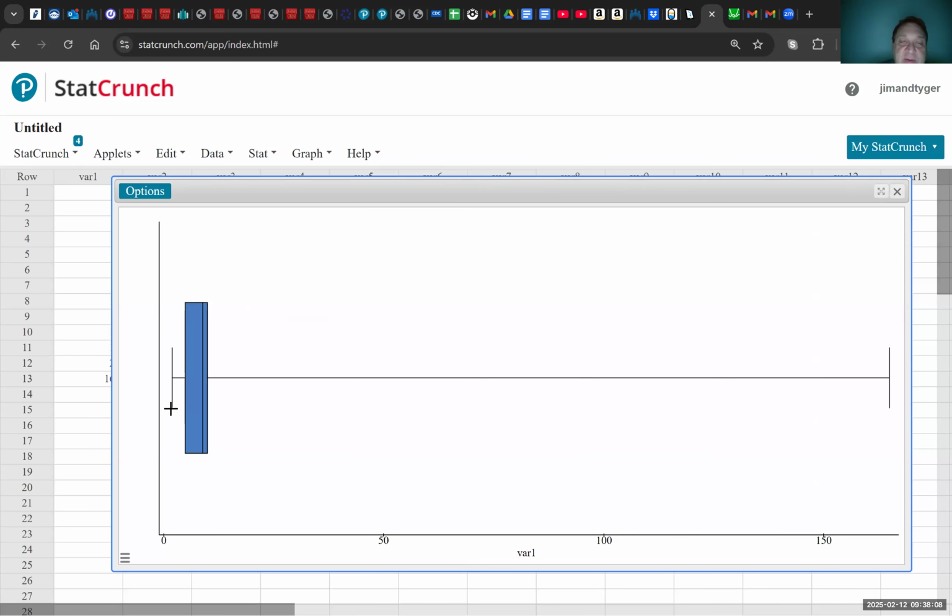So there are the 5 numbers. The low is the minimum. Here's our Q1, and our median, or Q2, is right here. And you notice it pops up with the numbers to guide us right there. There's Q3 and there's our maximum over here, right? So that's the visual representation, called a box plot, of that.